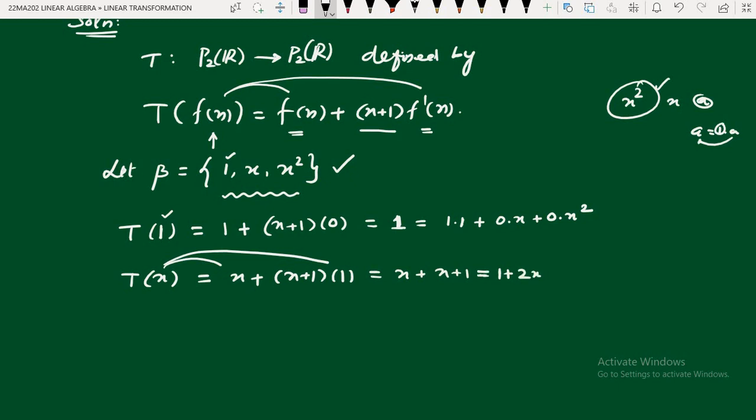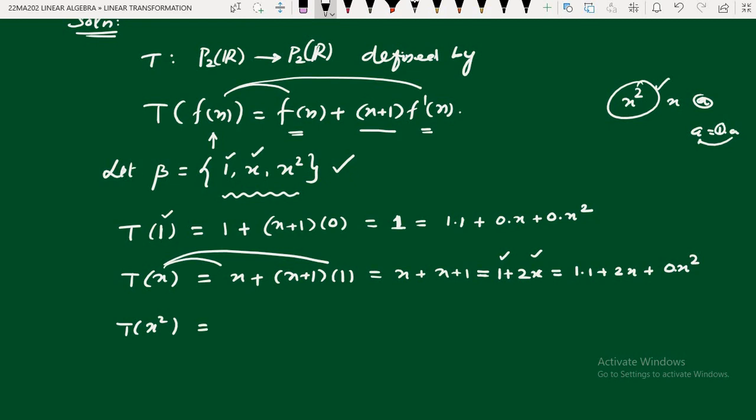So this is the resulting value of T of x, and this element can also be written as a linear combination of 1, x, x square. Here 1 and x are already present, so write it as it is: 1 into 1 plus 2 into x. The x square term is missing, so add that term as 0 into x square. That's it. Next go for the next element, T of x square.